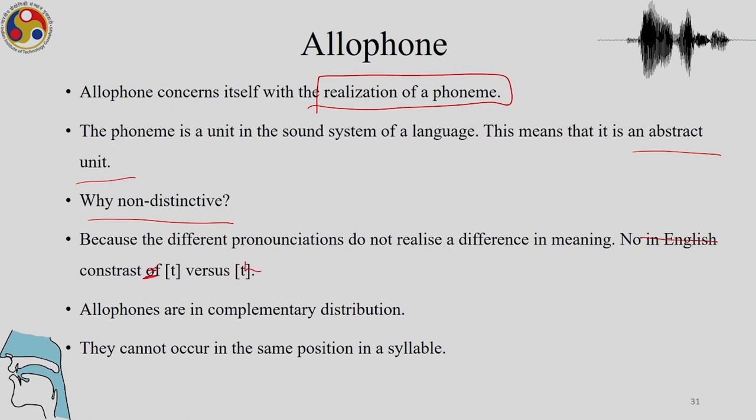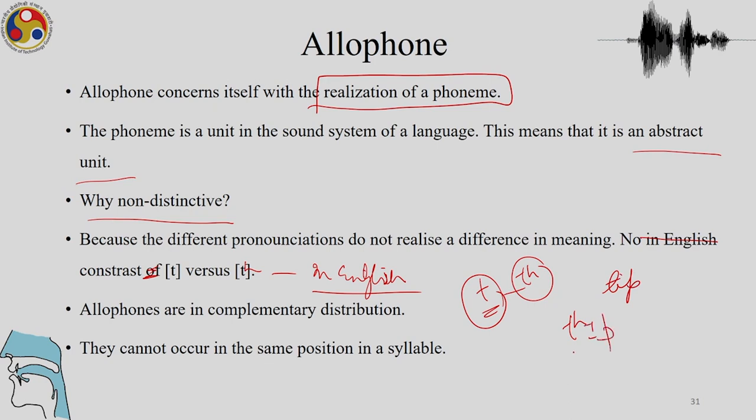In English, there is no contrast between t and th. Why is there no contrast in English between t and th? Because t and th will not make different words with different meanings in English. So th will appear as the sound on behalf of t whenever there is a certain environment. Suppose the environment is that this is word initial, as in the word tip. On behalf of t, th will appear because this position governs the shape of t and makes it th.